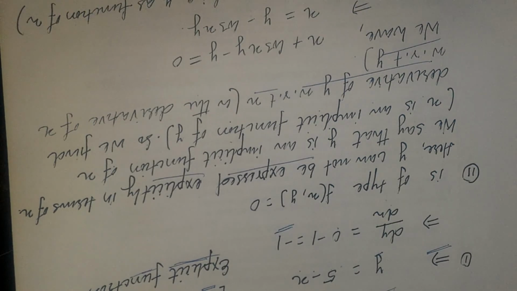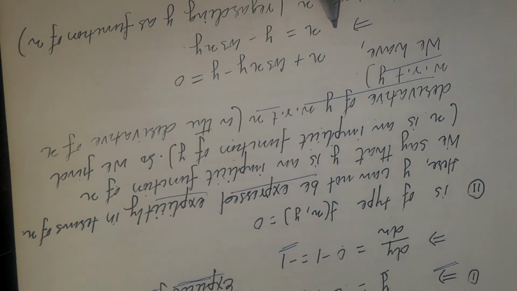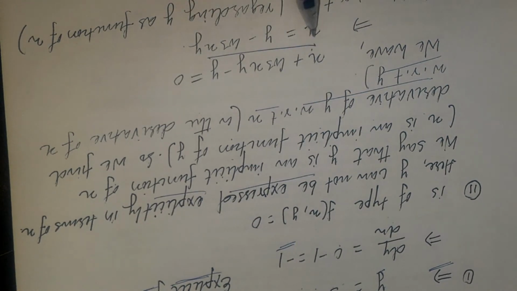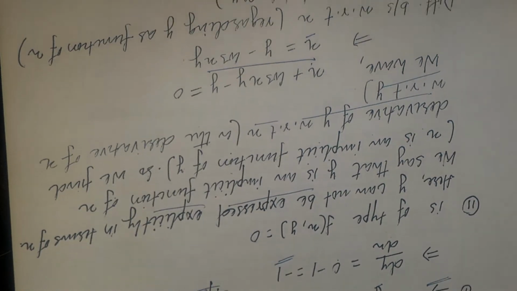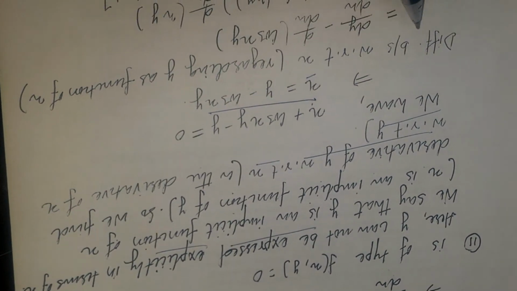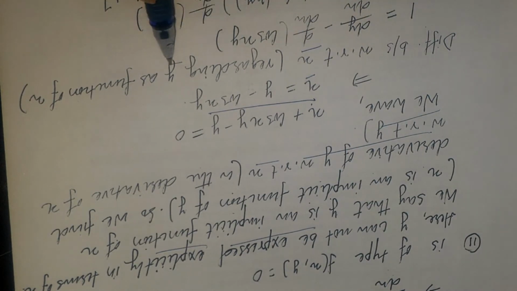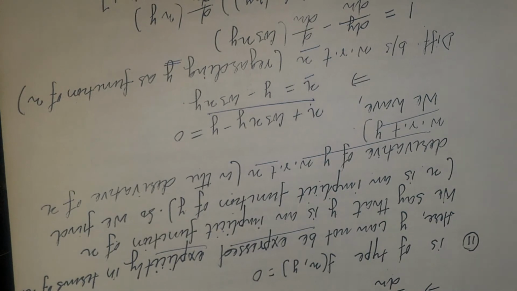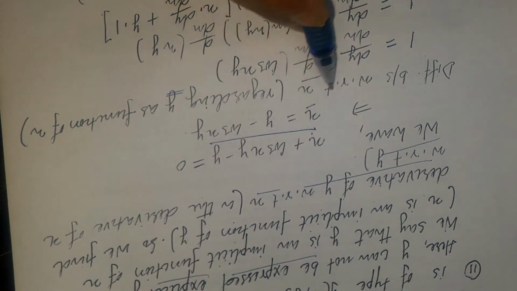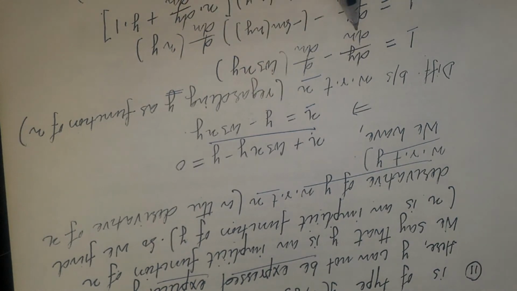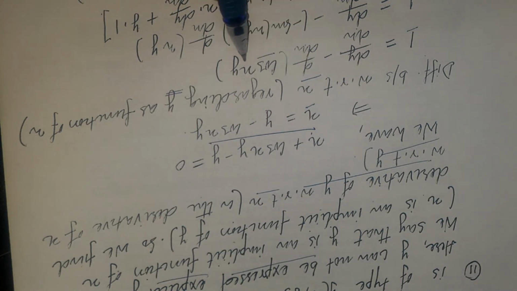Now what do we do? How do we approach finding the derivative of such functions? We'll take the function x plus cos xy minus y equals 0. Now we'll be differentiating both the sides with respect to x. Here we are regarding y as a function of x. So the derivative of x with respect to x is 1, the derivative of y with respect to x is dy by dx, and then d by dx of cos xy.